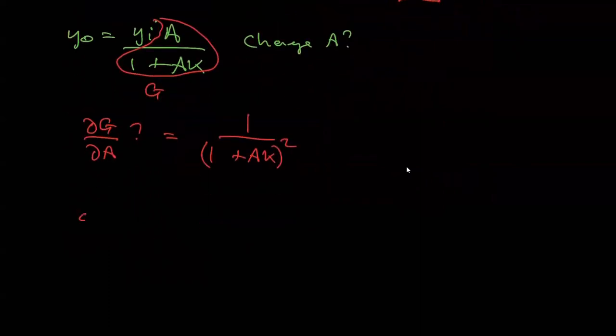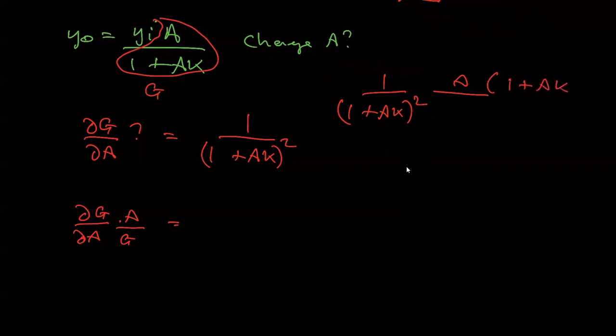If we wanted to go for the relative sensitivity, which a lot of people tend to go for, all I have to do is scale this by G and A. So 1 over 1 plus A k squared, multiply by A and divide by G. And we know G is A over 1 plus A k. So those cancel, and I end up with 1 over 1 plus A k.